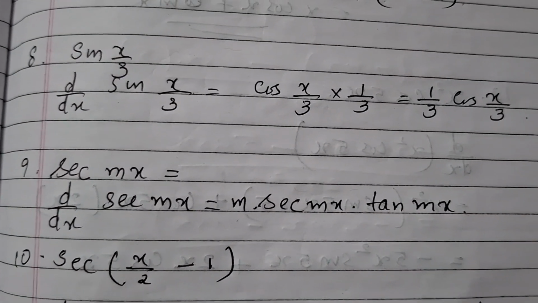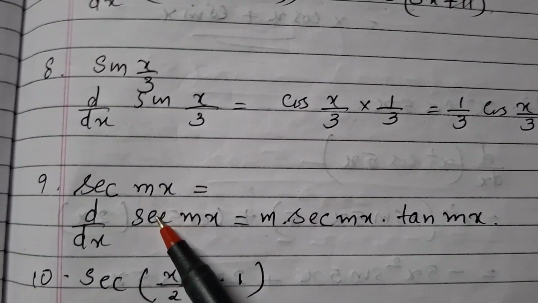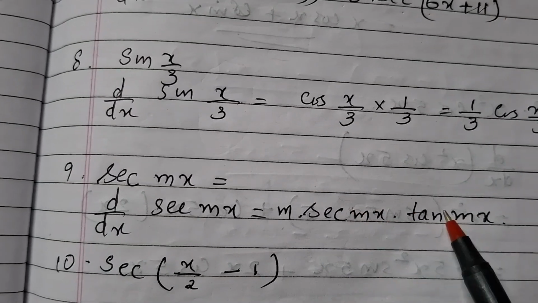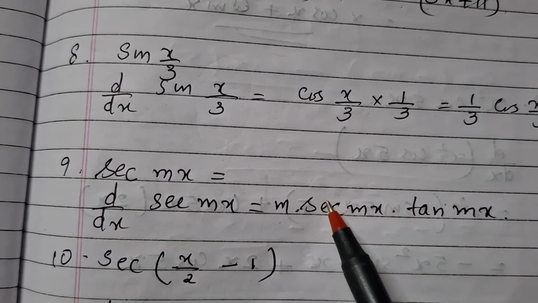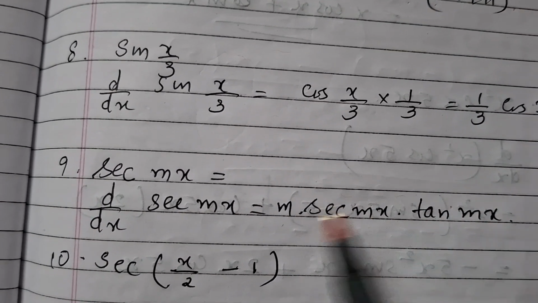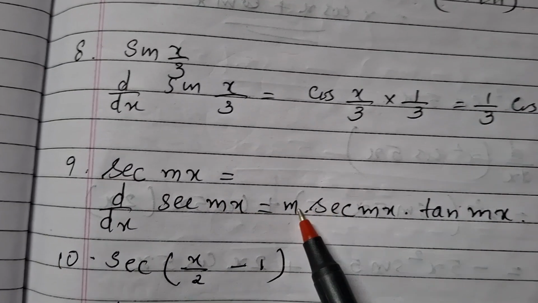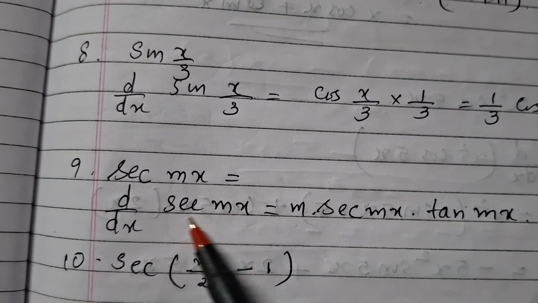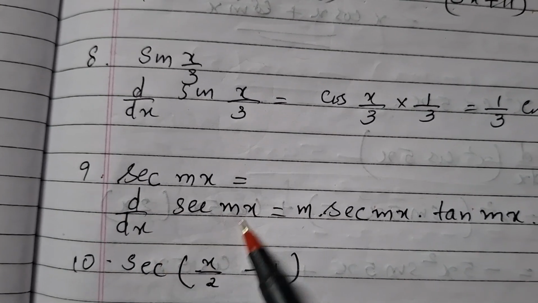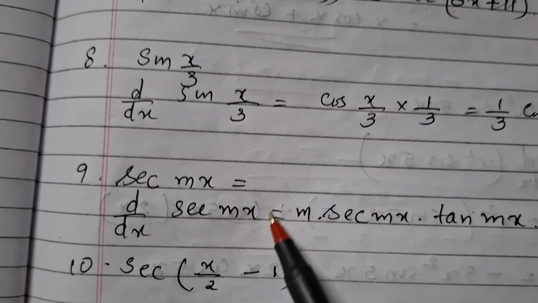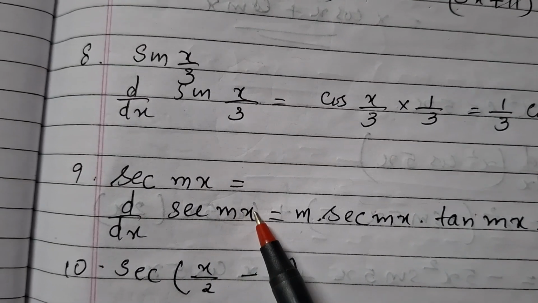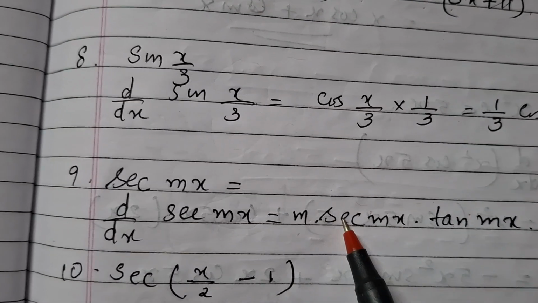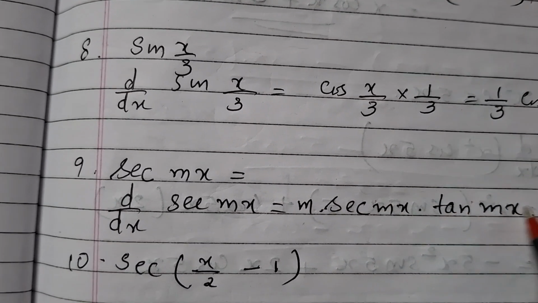Next, question number 9, sec mx. D by dx of sec x is sec x tan x. So sec mx will be sec mx tan mx, and m also we have to multiply. First we write the differentiation of sec mx separately, then separately differentiate mx. The differentiation of x is 1, so m into 1. So m into sec mx into tan mx.